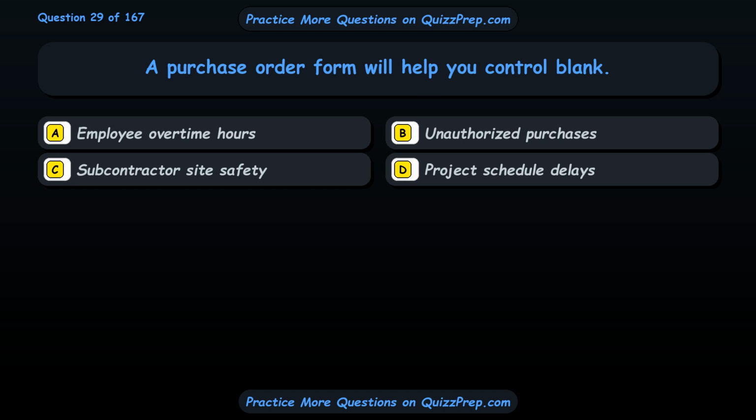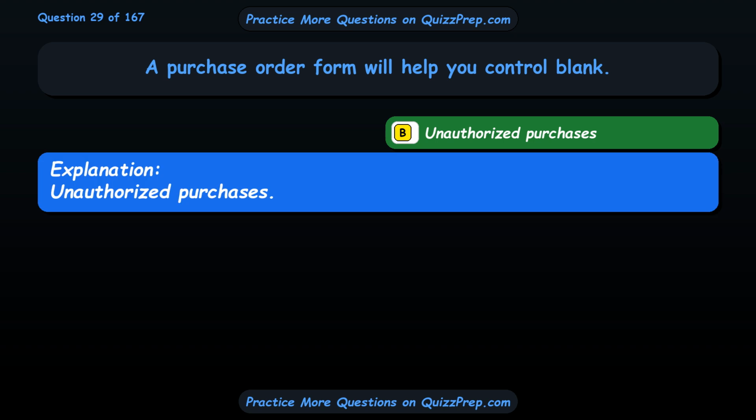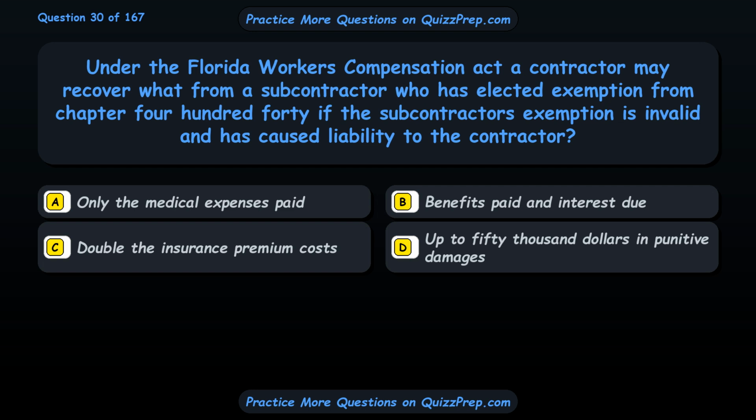Question 29. A purchase order form will help you control blank. Option A, employee overtime hours. Option B, unauthorized purchases. Option C, subcontractor site safety. Option D, project schedule delays. The correct answer is option B, unauthorized purchases.